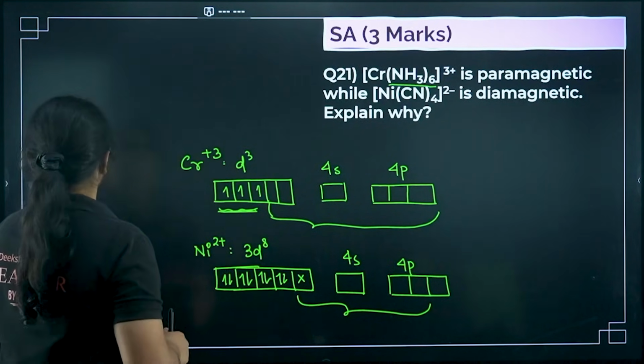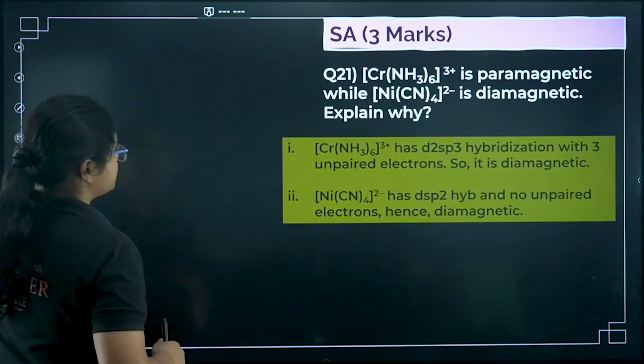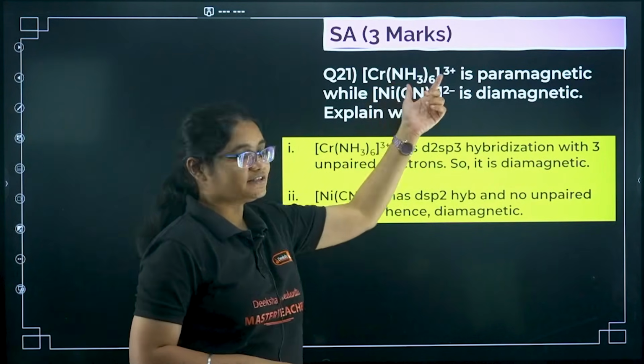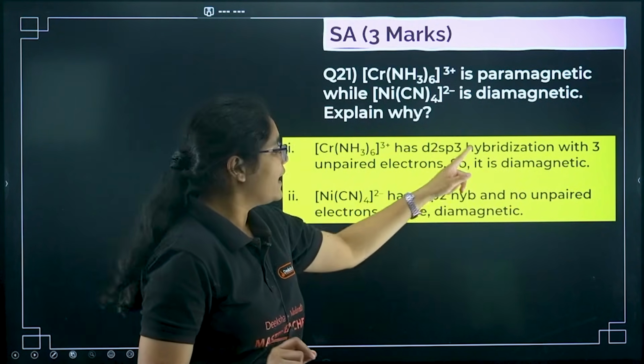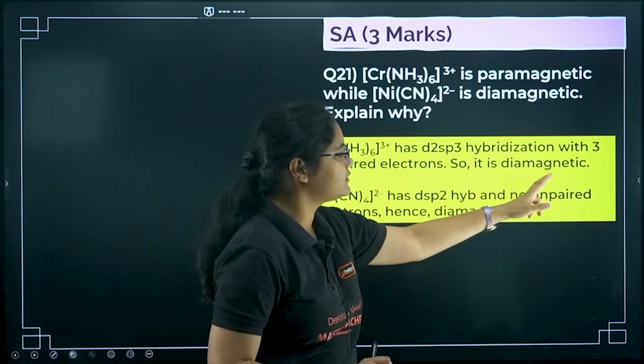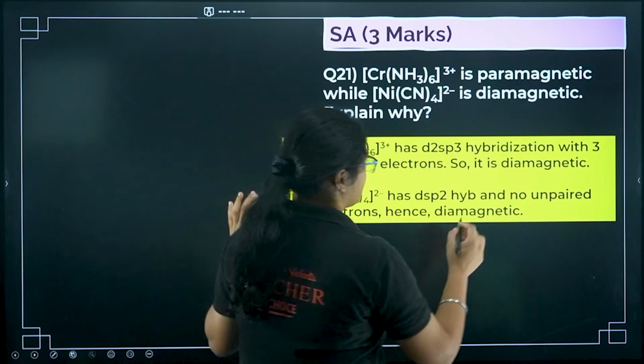Let us see now how to write the answer. You have to write that [Cr(NH3)6]3+ has d2sp3 hybridization and 3 unpaired electrons, so it is diamagnetic. Sorry, so it is paramagnetic.